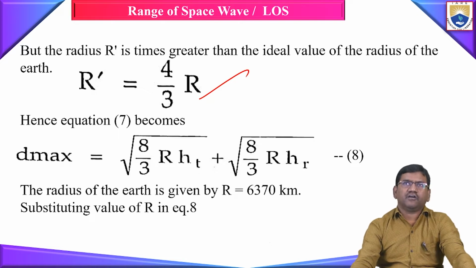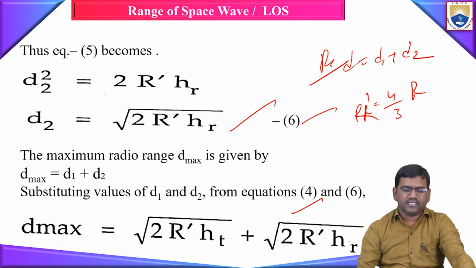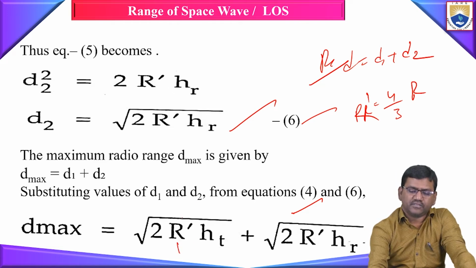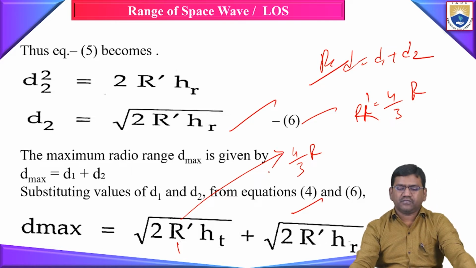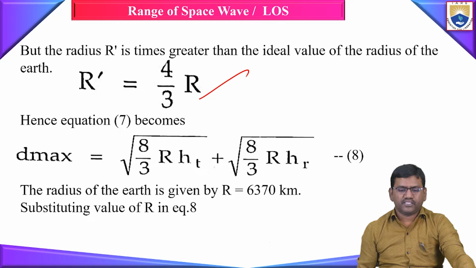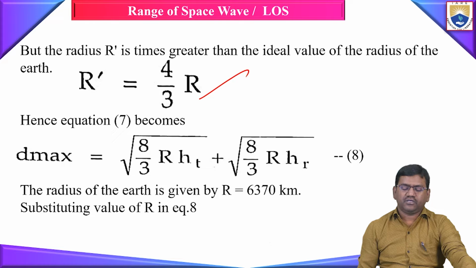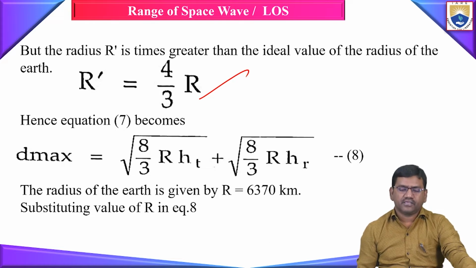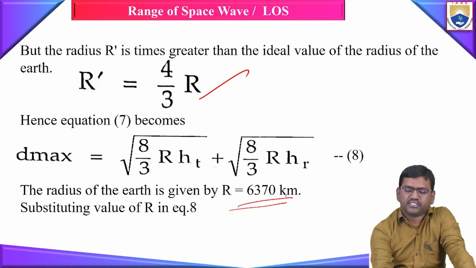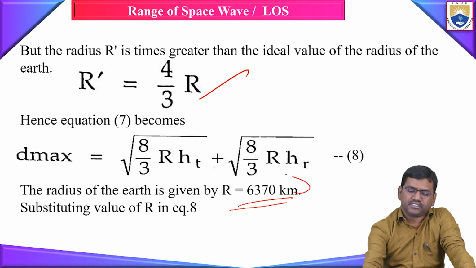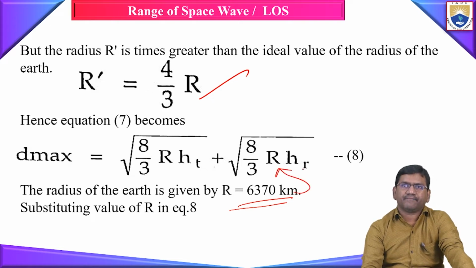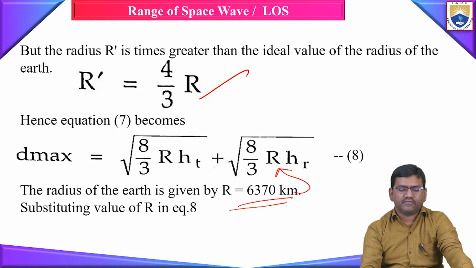Now let us substitute the value of R dash in the above equation. We shall substitute R dash is equal to 4 by 3 into R. So if we substitute 4 by 3 into R, we will get root of 8 by 3 into R HT plus root of 8 by 3 into R HR. For the radius of the earth, we know that it is 6370 kilometers. So let us substitute this 6370 kilometers in the value of R.